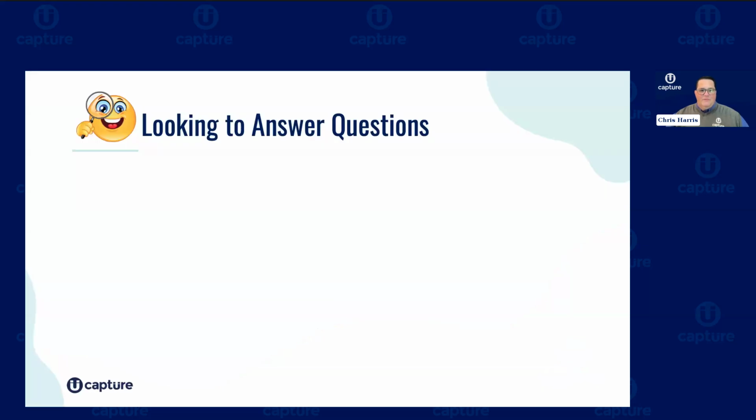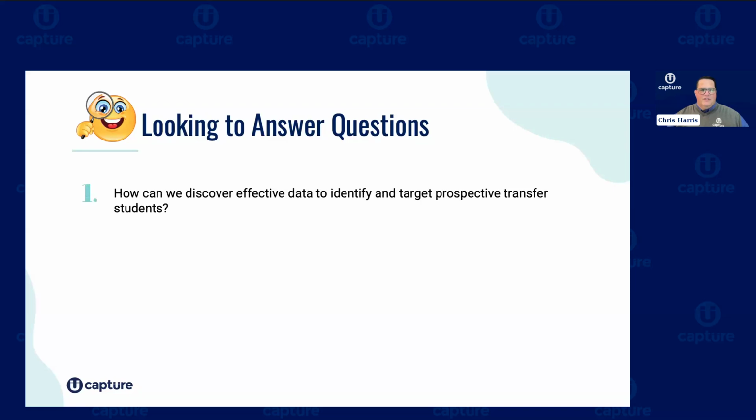So today we're looking to cover some answers, right? We're always looking for these questions. And the first question is, how can we discover effective data to identify and target prospective transfer students? And I think one of the things that we're going to talk about is there is a ton of data that is out there. It's in your CRM, it's in your marketing automation, it's in your Google Analytics, it's everywhere, right? It's in your spreadsheets on your campus, because I know you guys are still using spreadsheets. I know you people, because you're just like me. I still have spreadsheets too. But how do we get all that data? How do we put it into a process that we can really use to attract transfer students?